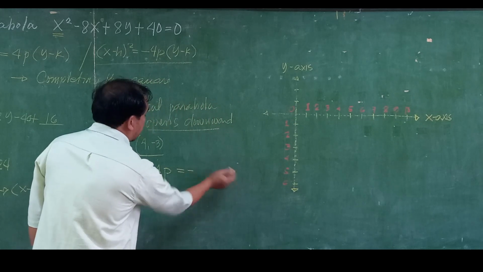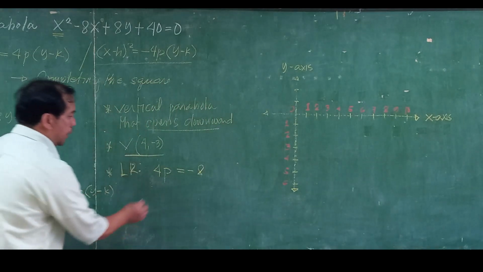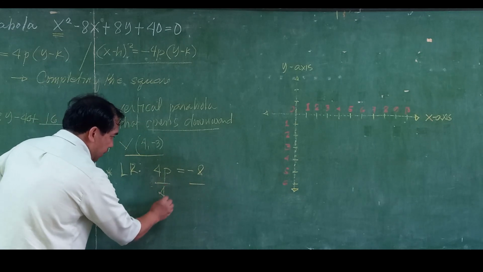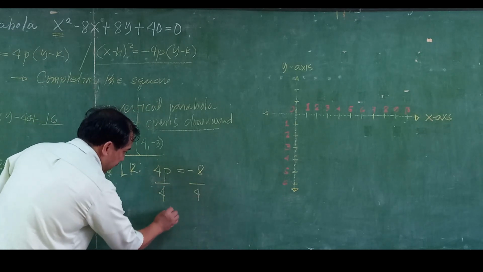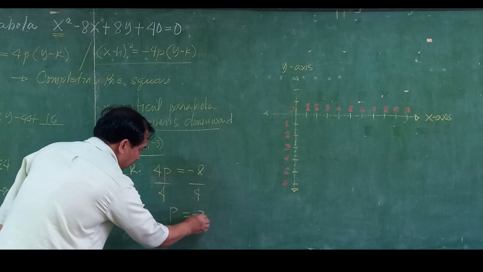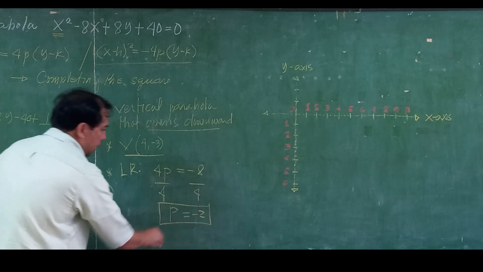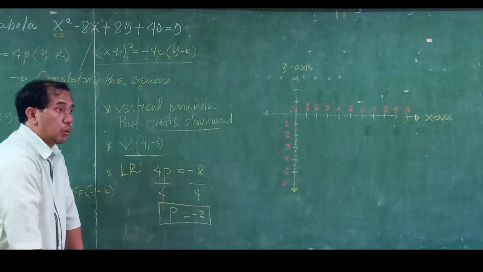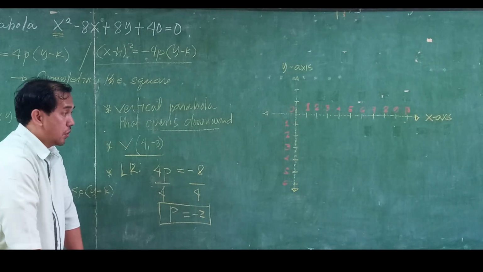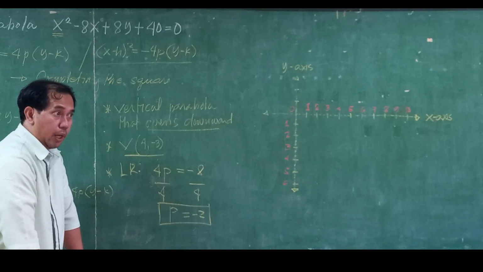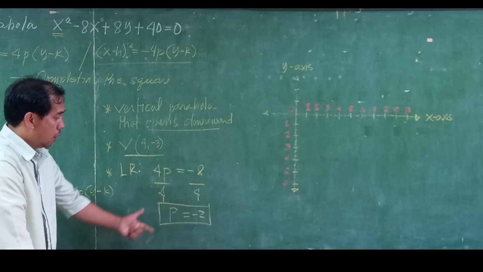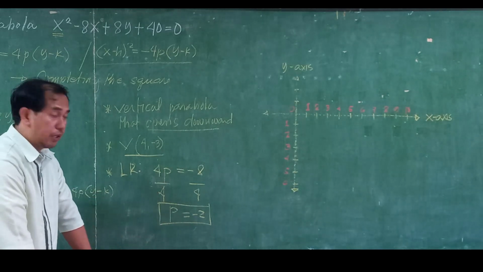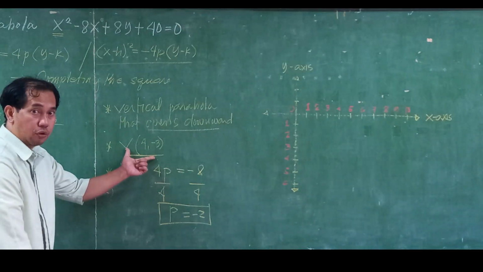negative 8. And so having said that, our p is negative 2. Meaning, if our p is negative 2, it only says that the opening of the parabola is downward, that when you use this negative 2, it is below the vertex of the parabola.